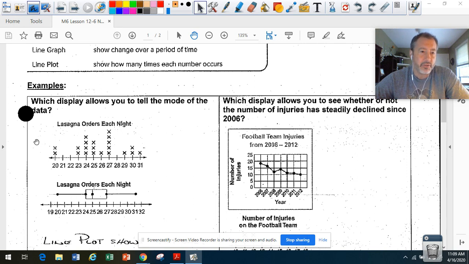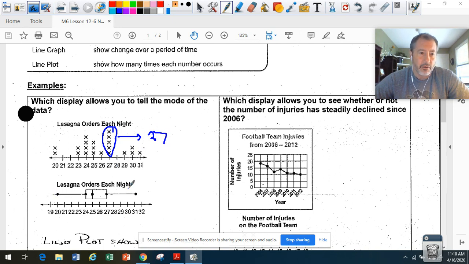Well, if we look here at this first one, hey, this is a line plot. So if we look at this line plot here, can we figure out what the mode is? Well, it means I have two 20s, two 23s, four 24s, three 25s, one 26. Oh, look at this here. I have five 27s here. I have one 29, two 30s, and one 31. So what number occurs most often? That would be the 27 here. 27 is our mode. We can tell our mode from here.